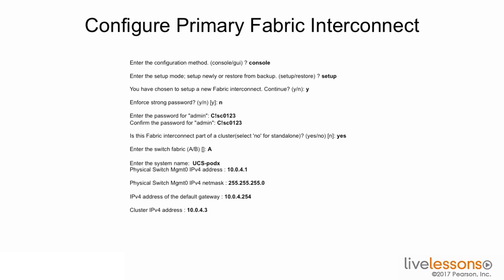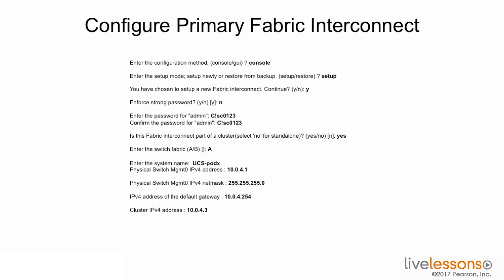When we're configuring the primary fabric interconnect, we want to connect to the console port on the fabric interconnect. When we get to the console port, we're going to see a setup prompt asking us if we want to configure this via the console. We're going to say yes. In order to configure the primary fabric interconnect, we're going to have to answer some questions.